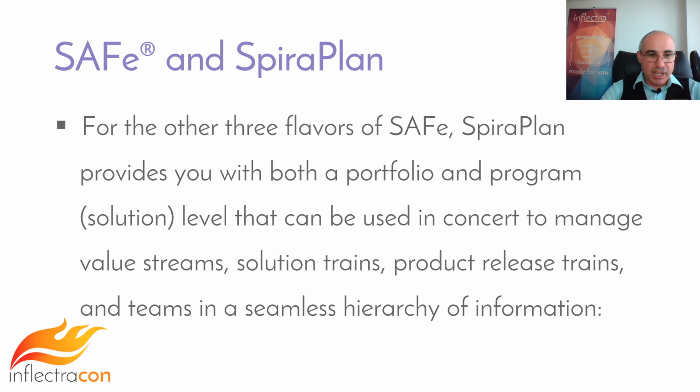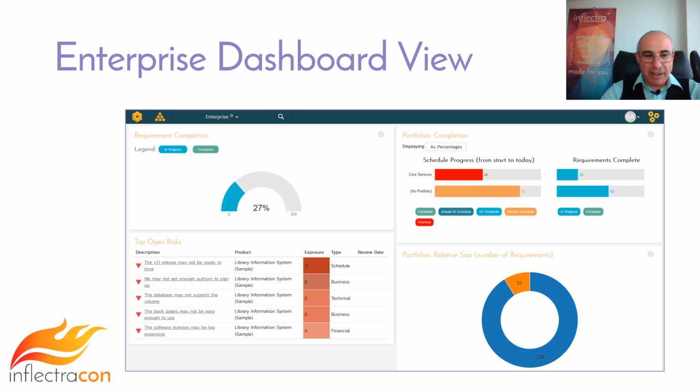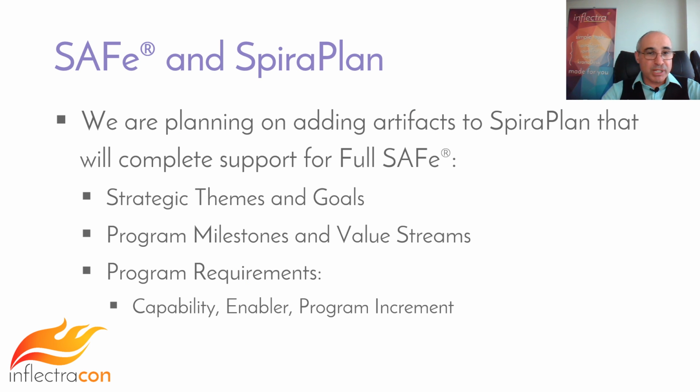For the other three flavors of SAFe, SpiraPlan does provide you with a portfolio and a program solution level view, as they call it in SAFe, and that can be used to manage the value streams, the solution trains, and a seamless hierarchy. We have, since version 6.6, this enterprise dashboard view. So you can look at that top level view all the way down, and you can manage the schedule, you can manage the completion percentage. You can see all the features and enablers, and they roll up from the releases up to the products, up to the programs, up to the portfolios, up to the top level view. In addition to that, you've also got the ability to see the risks and the issues risen from the products up to the program, up to the enterprise view as well. So risk management is included, which isn't even in SAFe, but that's actually a huge part of the value we believe SpiraPlan brings.